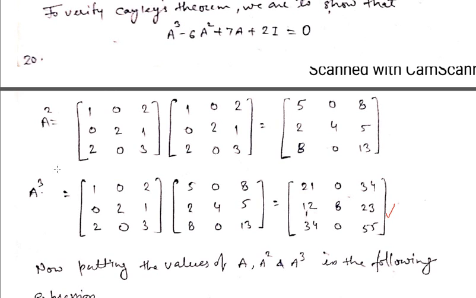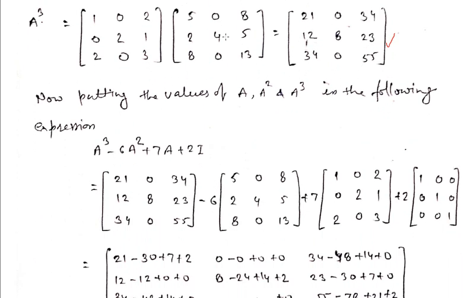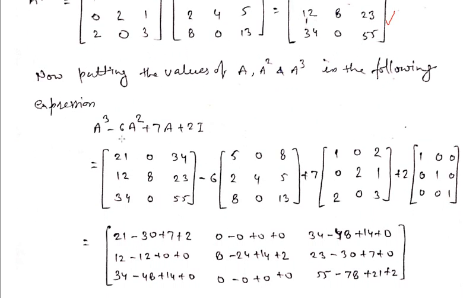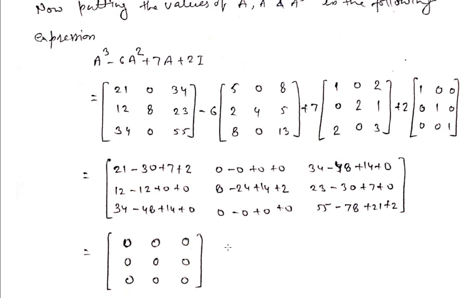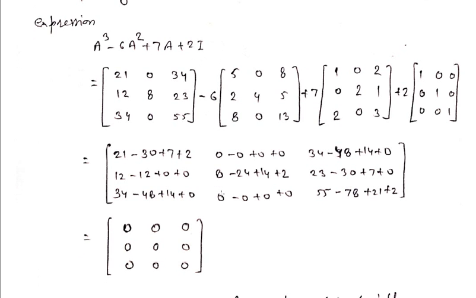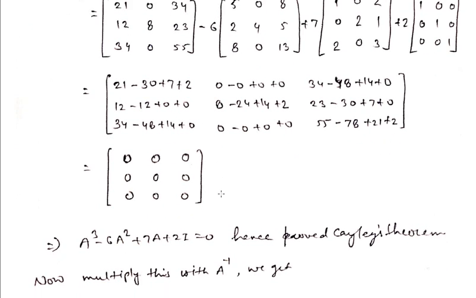Now we put A square and A cube in the left hand part of this expression. When we solve this expression, after putting A square and A cube in it, we see all terms become 0. So we get a null matrix of 3 by 3 order. It means the given matrix A satisfies its characteristic equation. So it satisfies Cayley's theorem.